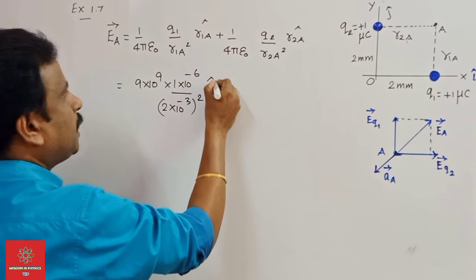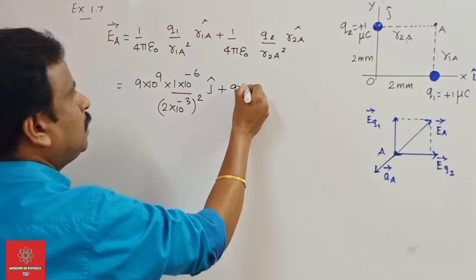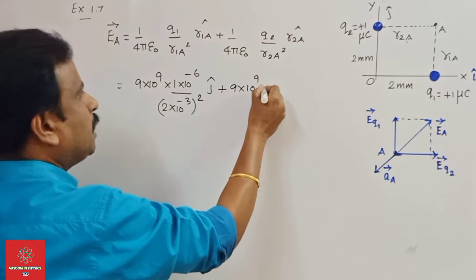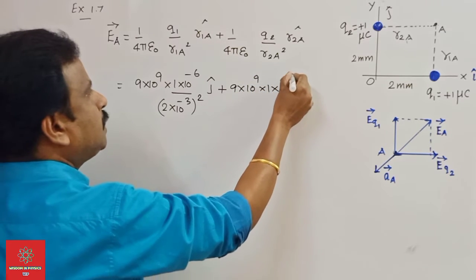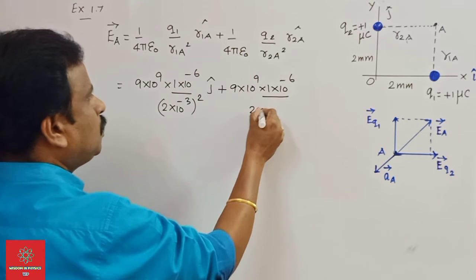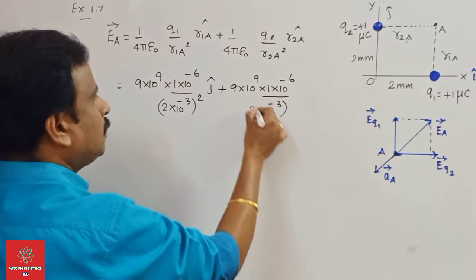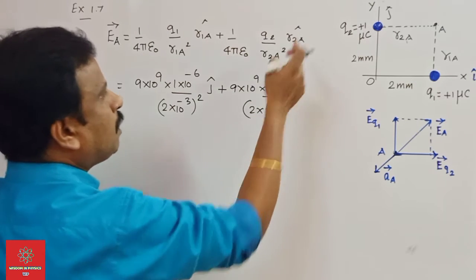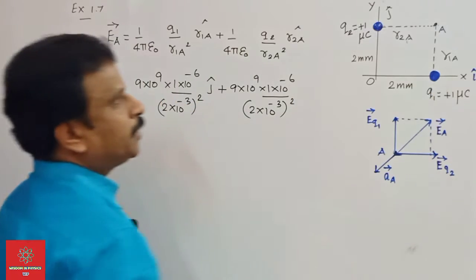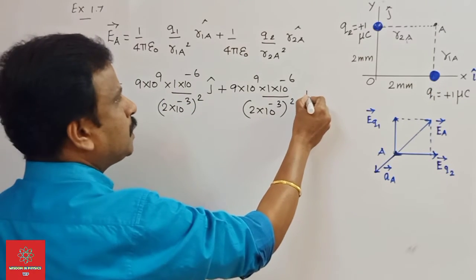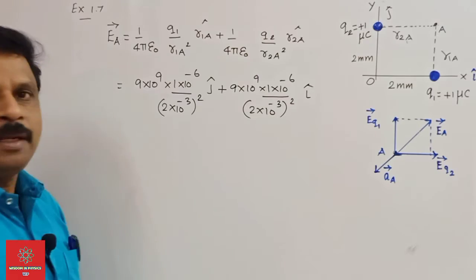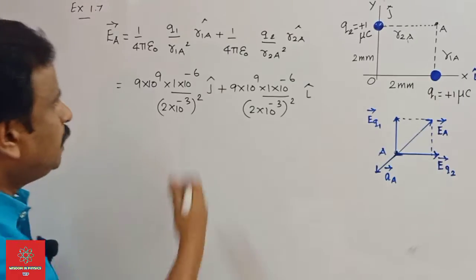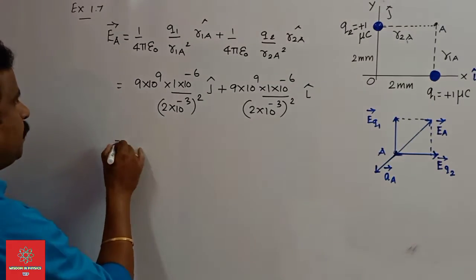It is j cap, correct? Plus 9 into 10 power 9. Once again 1 into 10 to the power of minus 6 divided by 2 into 10 to the power of minus 3 the whole square into what is R2A? It is parallel to x-axis. Then you can represent as I cap. Is it clear? Yes. Then it is very simplified one.